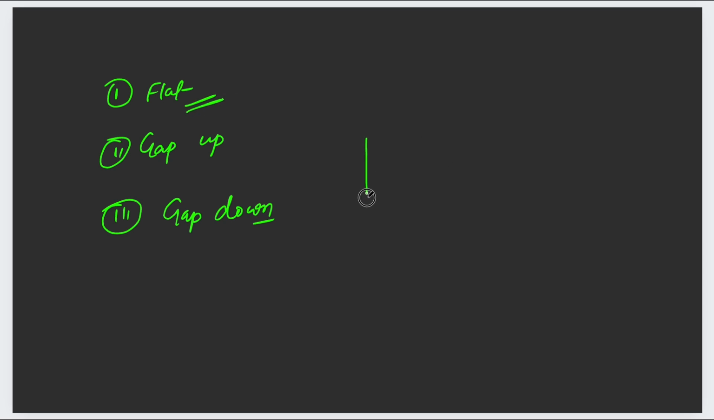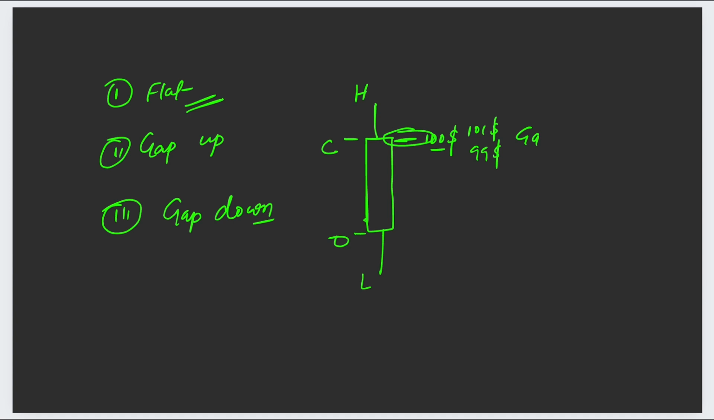Suppose on the previous day there is a green candle. It has its close, open, low, and high. It has a close around $100, right? And the next morning, it is opening near this area, meaning near $100. It may be $101, or perfectly around $100, or $99, closer to the previous day close. Then it will be termed a flat opening.